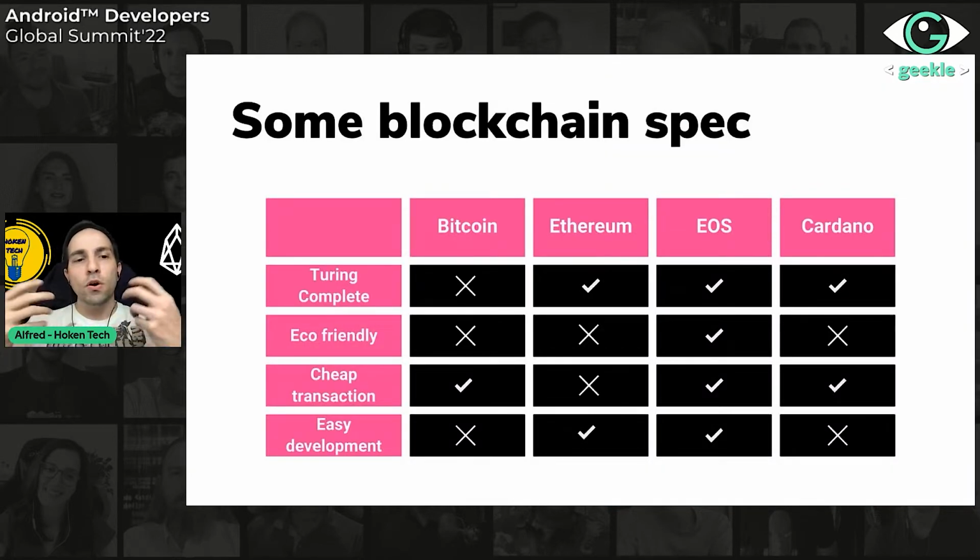And okay, I got it. What is a smart contract? Then where can I deploy the smart contract, on which blockchain?